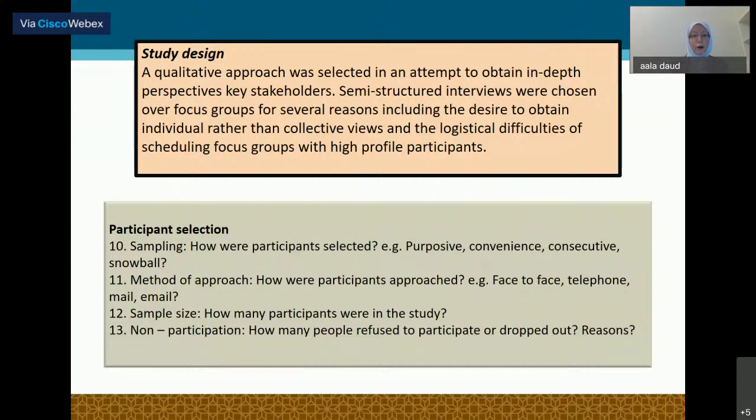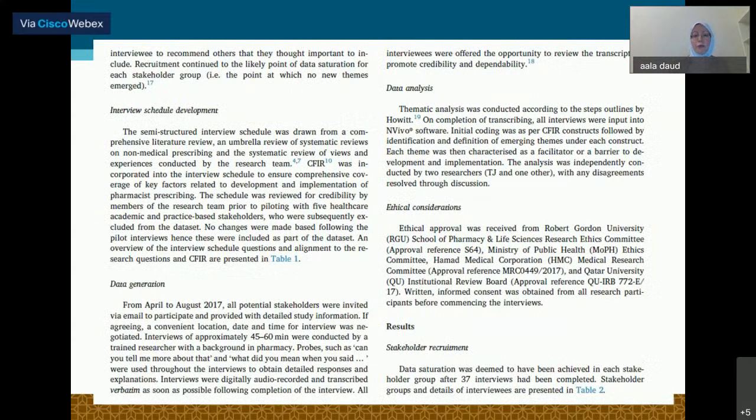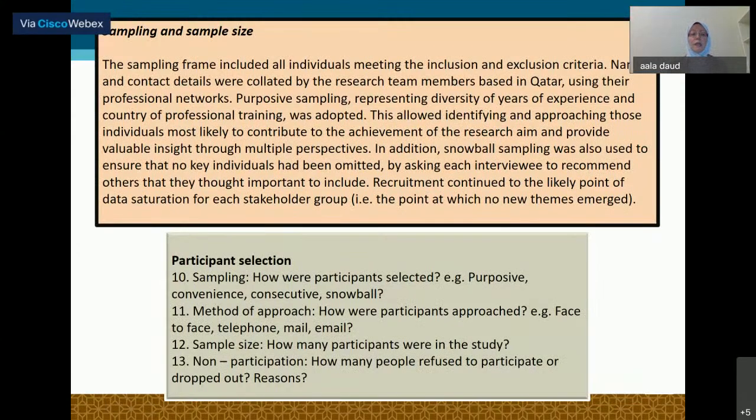Now let's see if we can find more information elsewhere. As I mentioned before, there are different parts within that paper. There's the data generation, analysis, ethical consideration, and results. And even within the results, you might find some of the information for the checklist. So sampling and sample size.